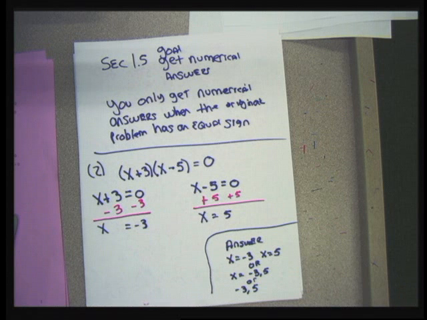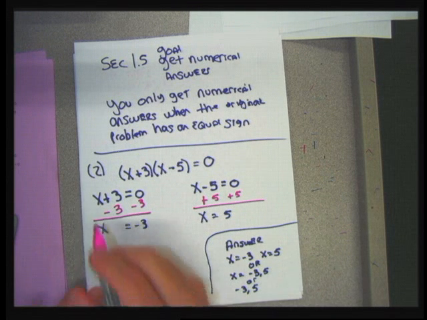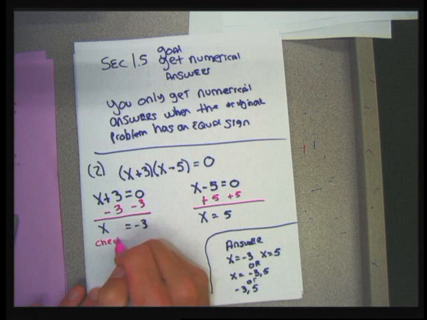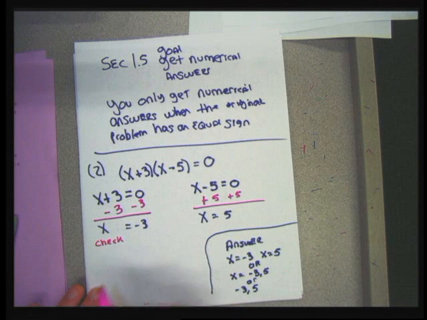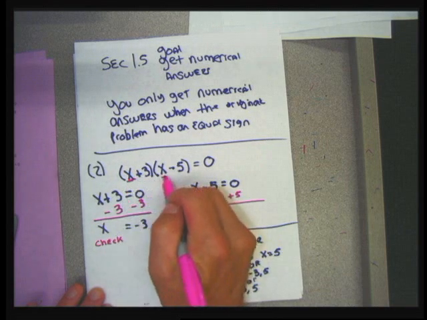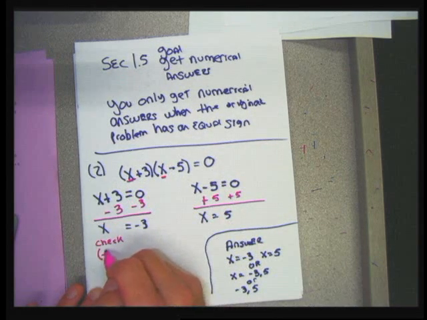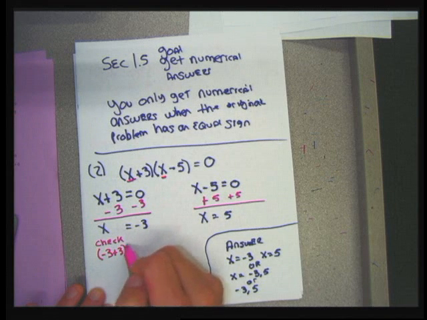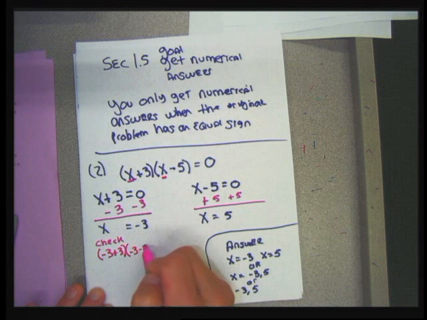When you have a factoring answer, you have to check by foiling, and foiling is harder because I can't use my calculator. To check an answer, I should put the answer back into my problem and see if I get a true statement. So to check the x equal to negative 3, I'm going to take each of the x's in my original problem and put a negative 3 in its place. So I'll go negative 3 plus 3 times negative 3 minus 5.